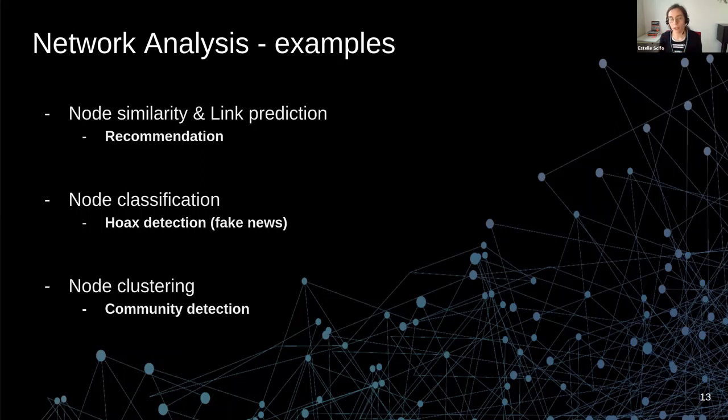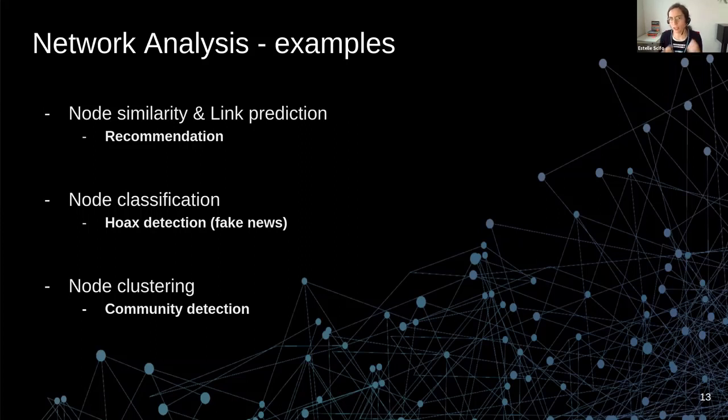As a few examples, before going into the graph database world, if you're able to measure node similarity, or how two products are similar, or how the behavior of your users are similar, you can use this information to make a recommendation, for instance. You can also use this graph pattern to identify fake news or hoaxes.